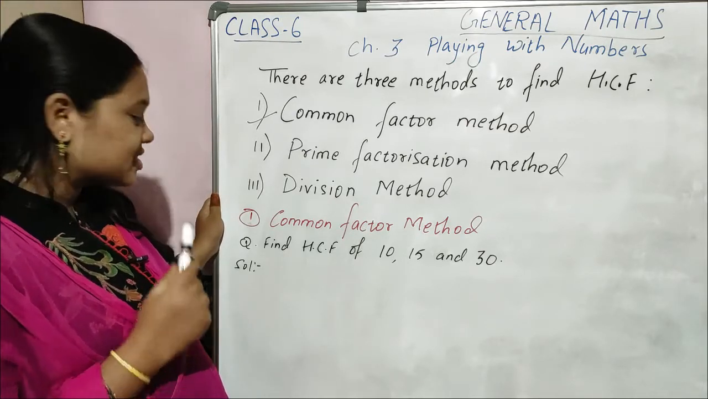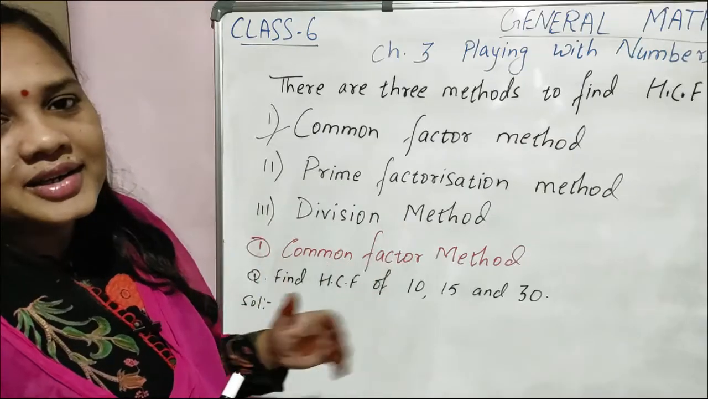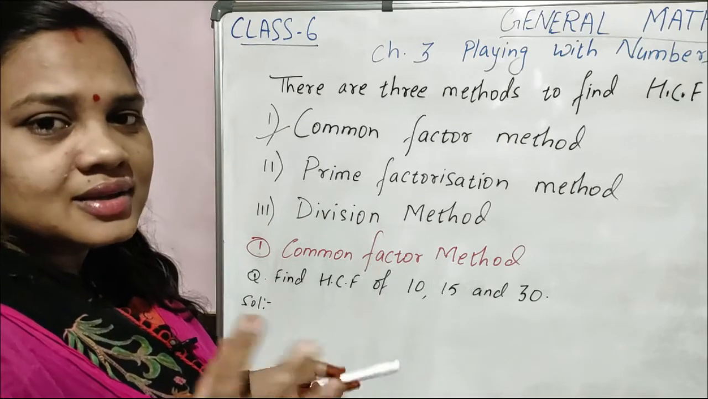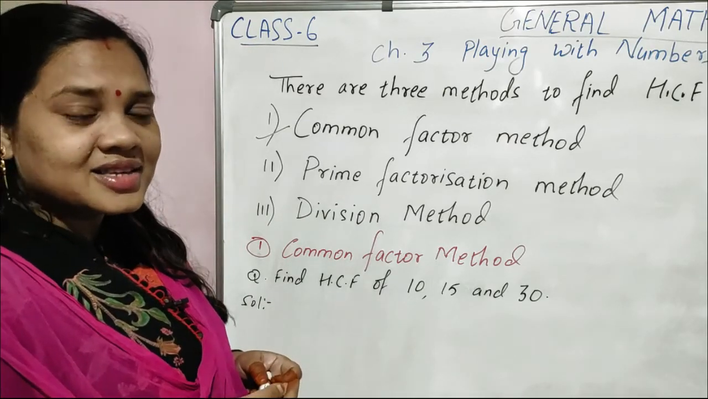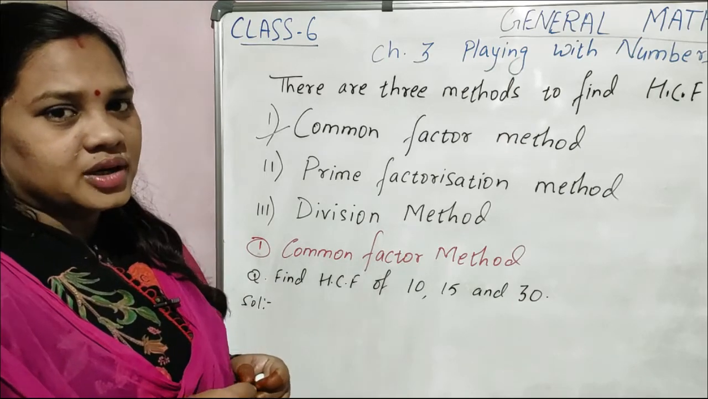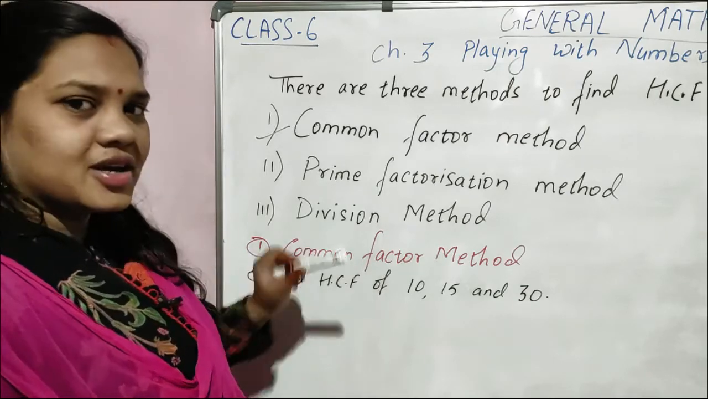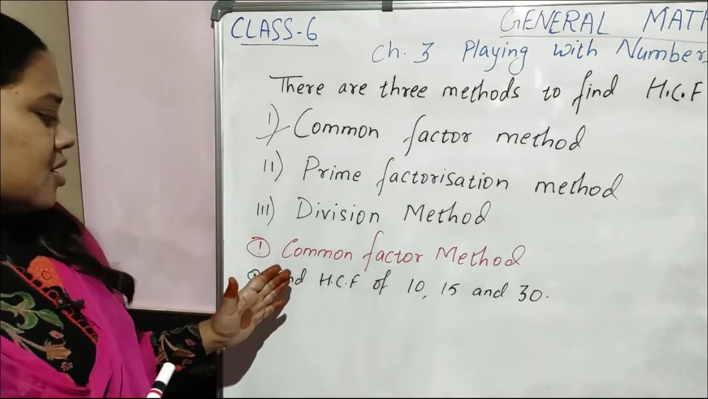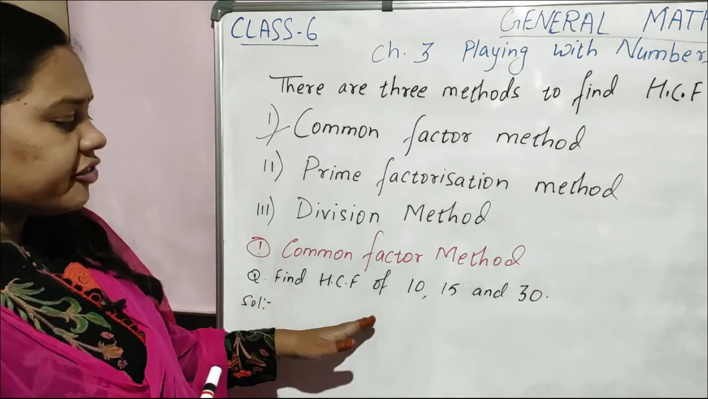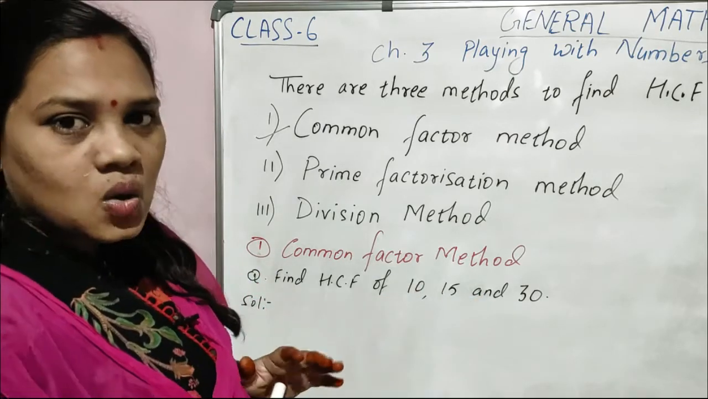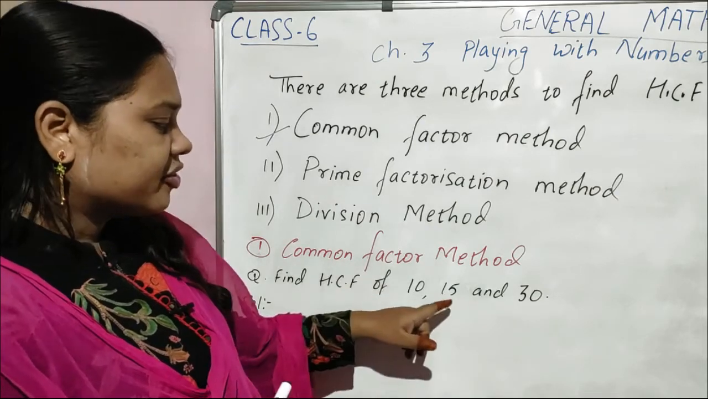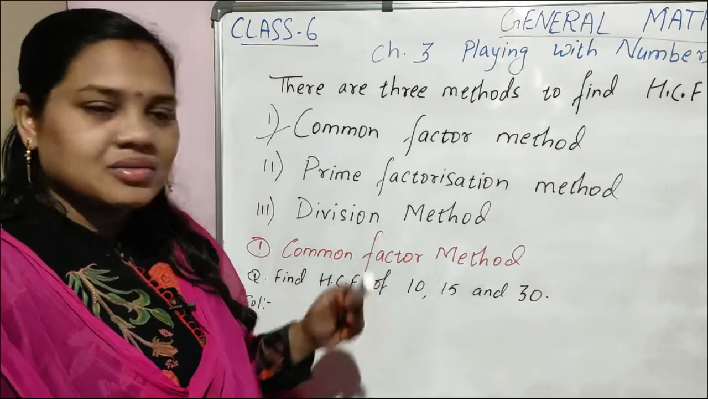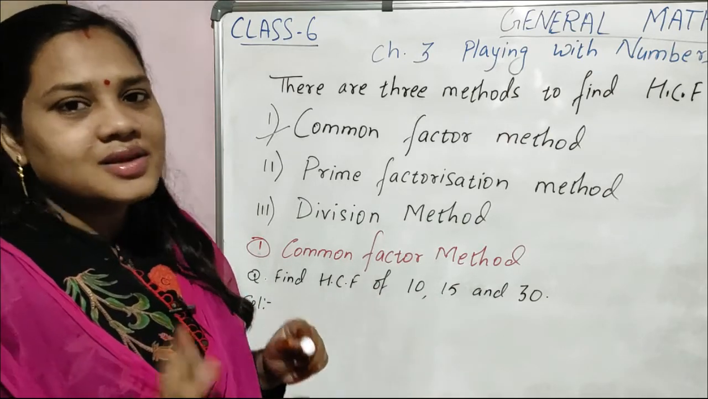Okay, so let's start. First method is common factor method. Recently we did one question before this, and that also I calculated the HCF by use of common factor method only. Now this question also we are going to do by common factor method. So you can see children, what is the question? Find HCF of 10, 15 and 30. What are the given numbers? 10, 15 and 30. You have to find HCF of these 3 numbers. Their HCF we have to find.